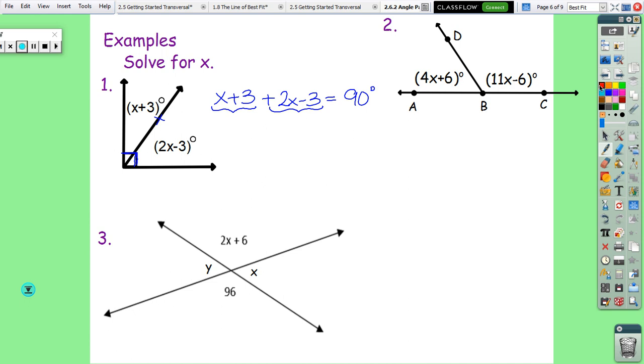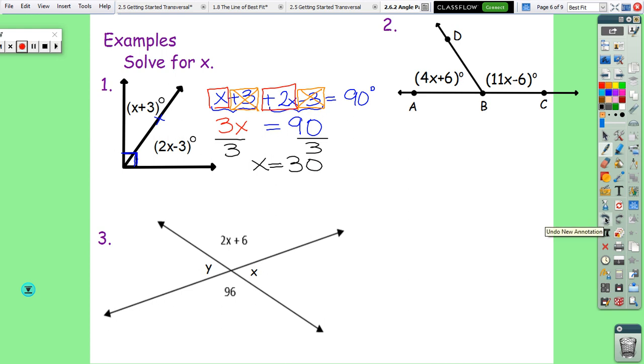So all we have to do is combine our like terms. So like term here, like term here. So x plus 2x is 3x, and these two right here, this is a positive 3 and a negative 3. Well, 3 minus 3 is 0, so we don't have to do anything else with that. These two are going to add to nothing. And then we still have our equals 90 over here. And to solve the equation, all we have to do is divide both sides by 3, so x is equal to 30, and it's not equal to 30 degrees, it's just equal to 30.